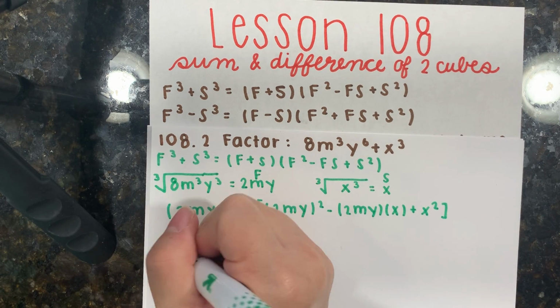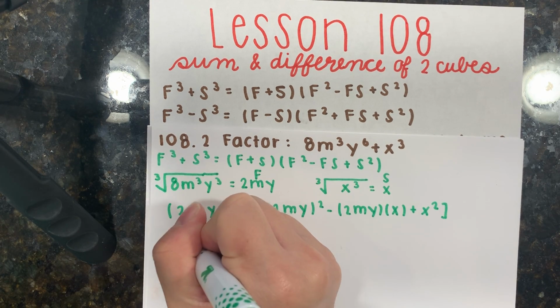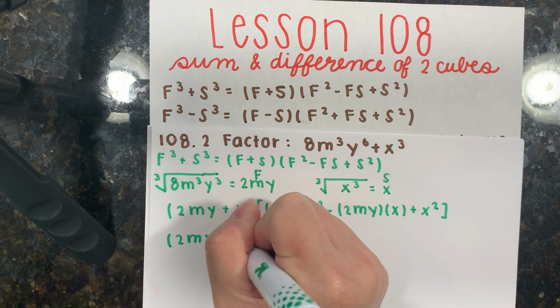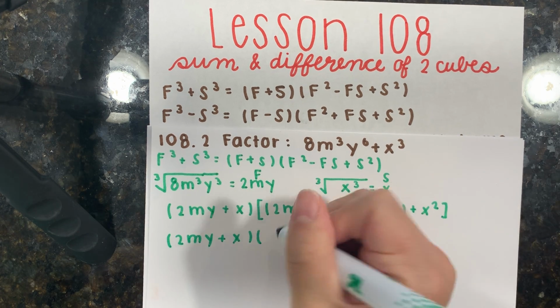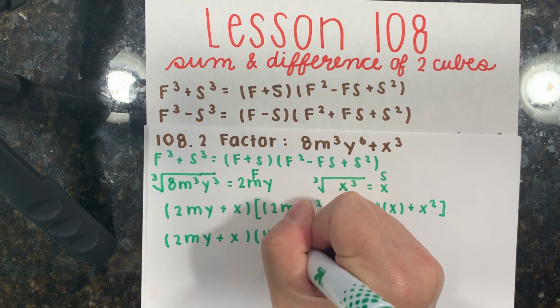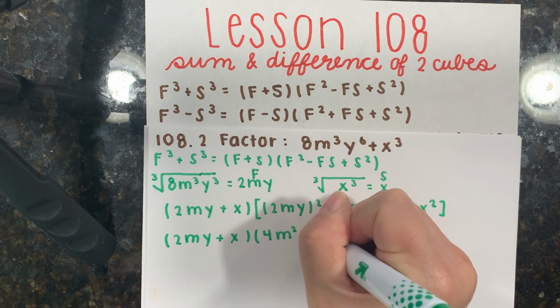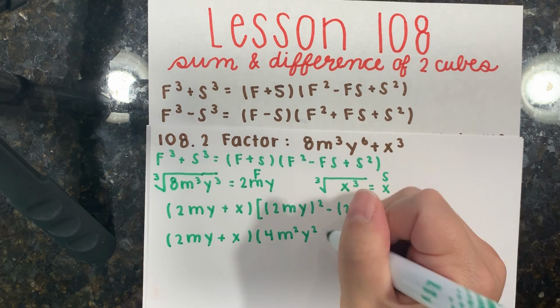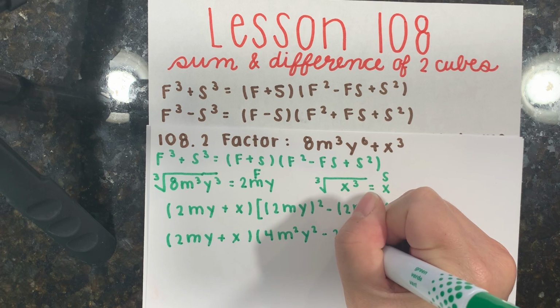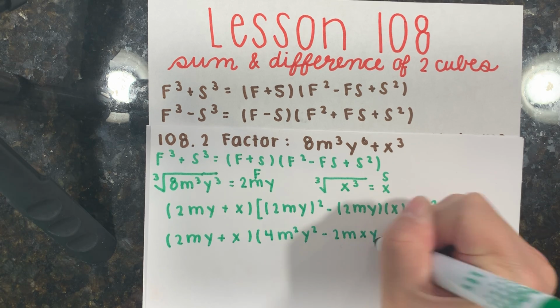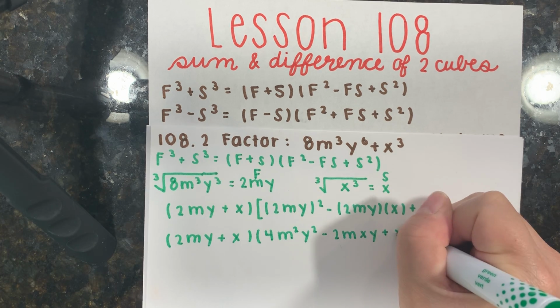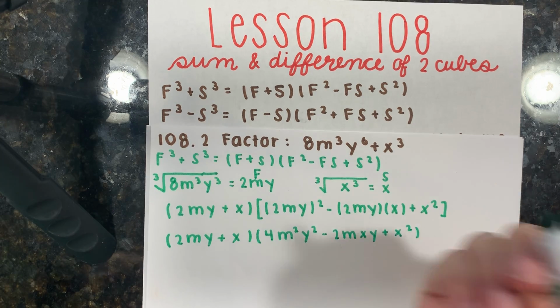So the outside stays the same: 2my plus x. Then I'm going to square the 2, which is 4. Square the m, square the y. Multiply the two terms together, so 2mxy. And then squaring the x is just x squared.